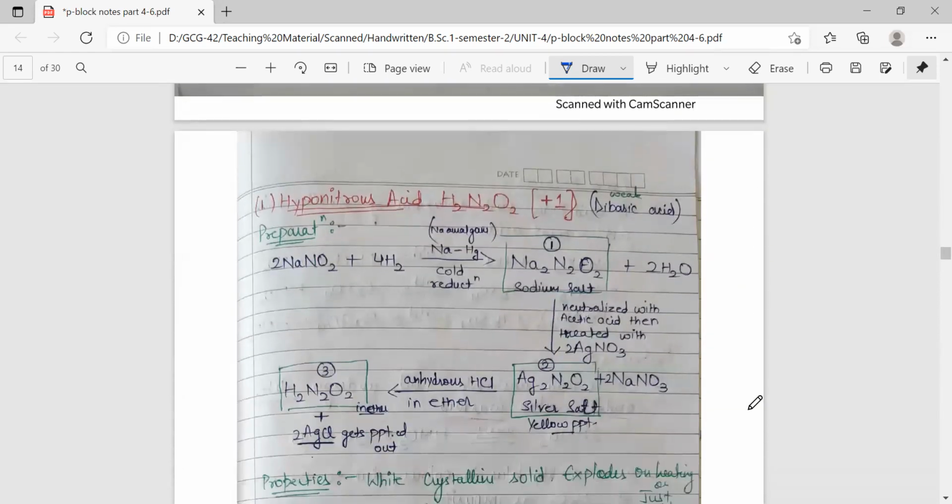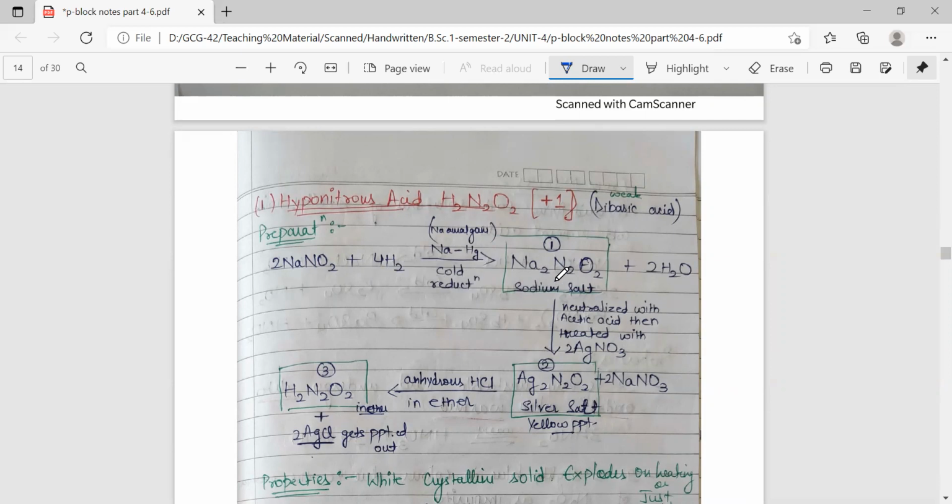So now we'll be taking up these acids one by one. First one is hyponitrous acid, where nitrogen is in +1 oxidation state. The formula is H2N2O2. It is a weak dibasic acid. So it can be synthesized from sodium nitrite by the reduction of sodium nitrite with hydrogen in the presence of sodium amalgam. This is called cold reduction.